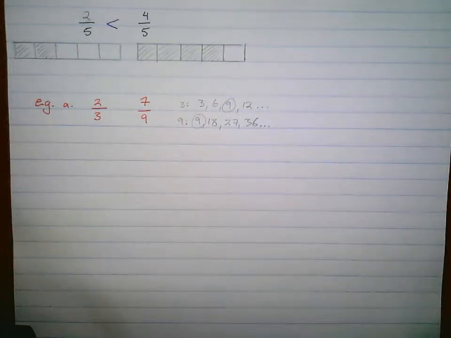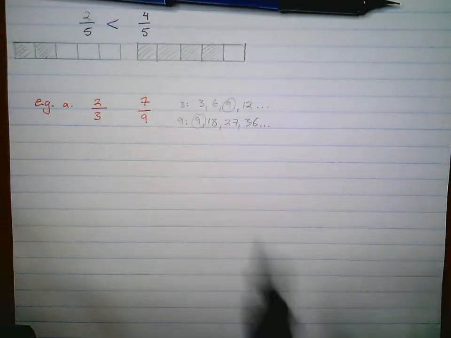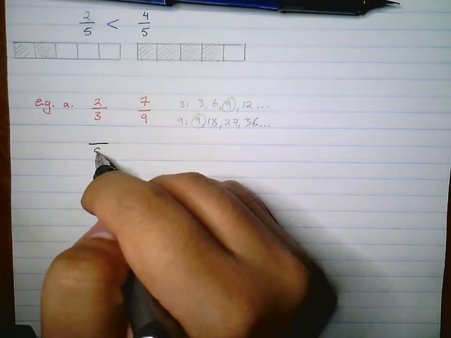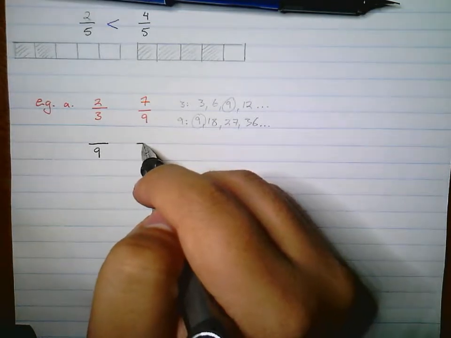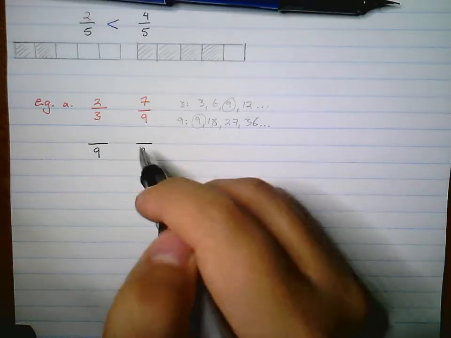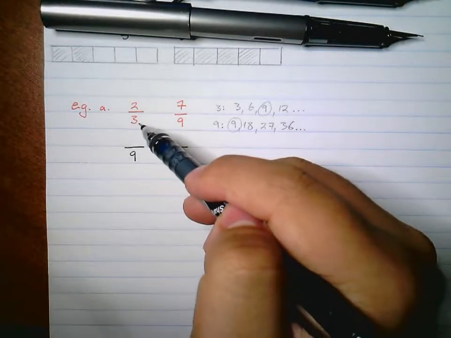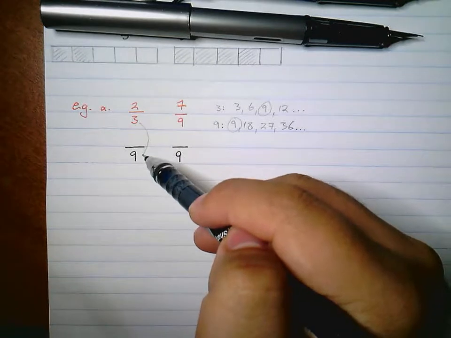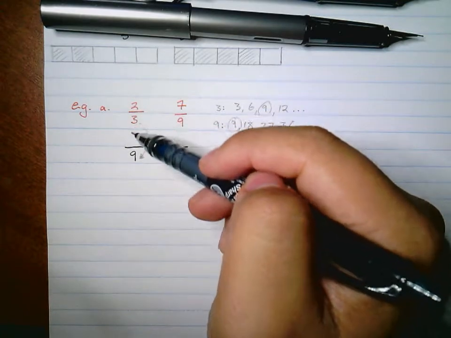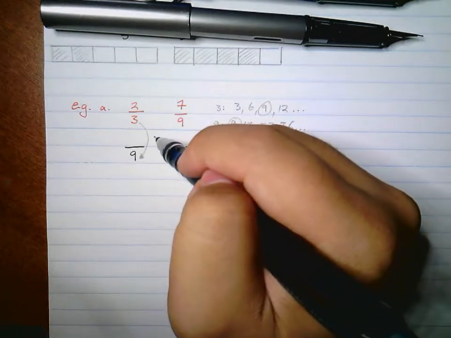Okay, so now I'm going to convert this one. I'll do it in black. I'm going to be converting this one into something over 9. And same with this one. Since we have the lowest common multiple of 9, we're going to leave both of them as 9. Now, for 3 to have become 9, what did it multiply by? These are equivalent fractions now, just working vertically. For 3 to become 9, what did it multiply by?